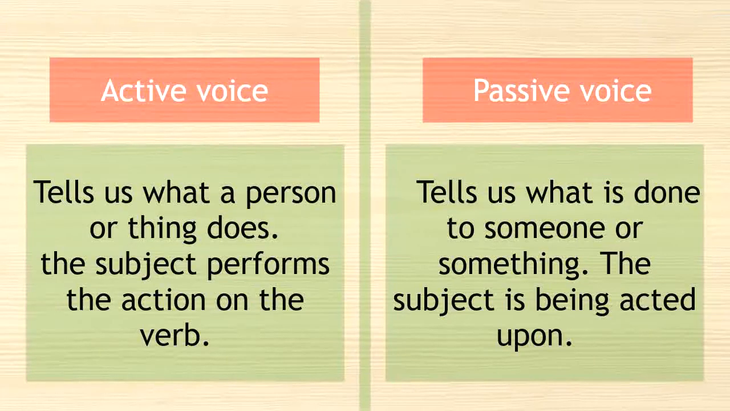So the main difference between the active voice and the passive voice is that the active voice describes the action in a direct manner. However, the passive voice describes the action from the perspective of what is done to the subject. And this is why the active voice tells us what a person or a thing does, which is the subject, and it describes how the subject performs the action on the verb. However, the passive voice tells us what is done to someone or to something. That means what is acted upon the subject, or how the subject is acted upon.